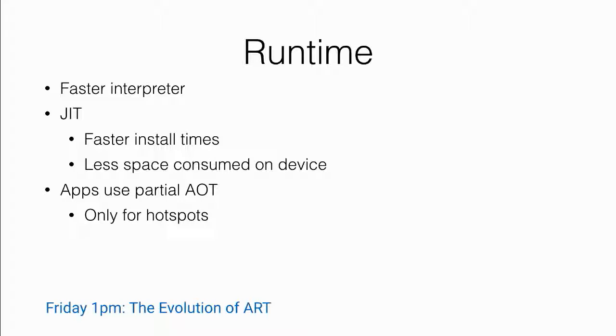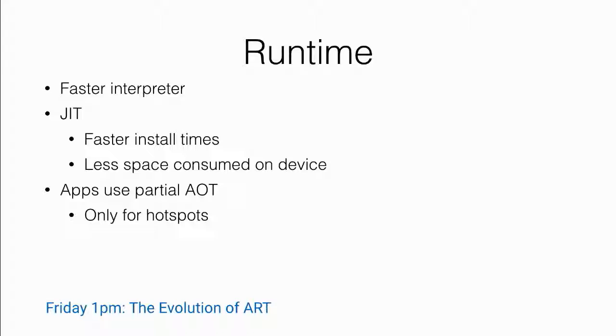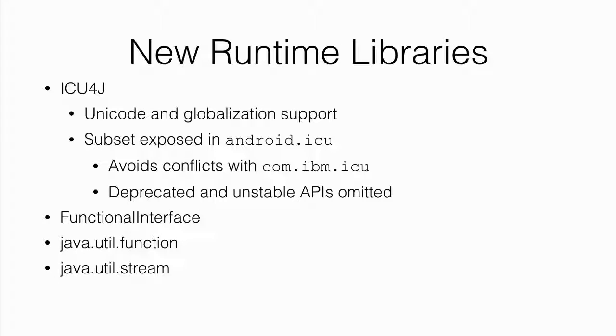Then when your device goes into idle mode, we're going to use some of the information gathered by the JIT to pre-compile ahead of time parts of the application. So we're really doing three things: interpreter, JIT, and ahead of time compilation. So it took us a few years. We tried all three in the past, so now we're doing all three at the same time. I really recommend that you attend the talk on Friday at 1 p.m. from the ART team, the evolution of ART. They're going to give you way more details about how all that works.